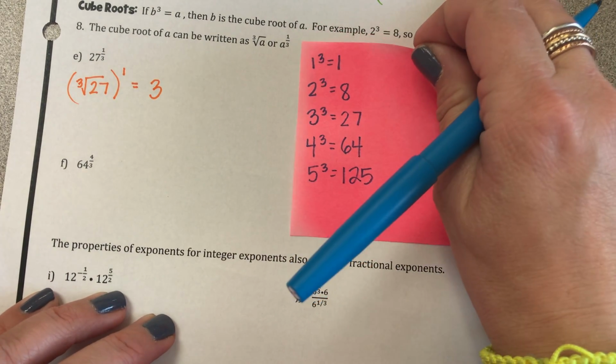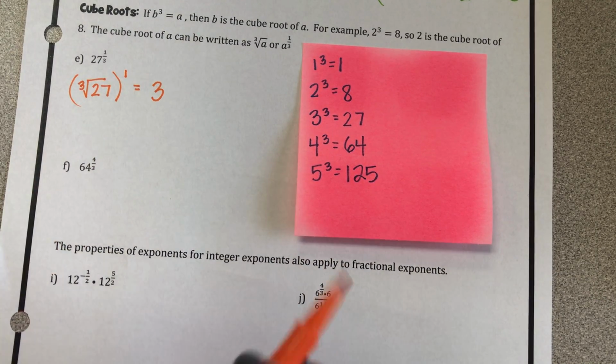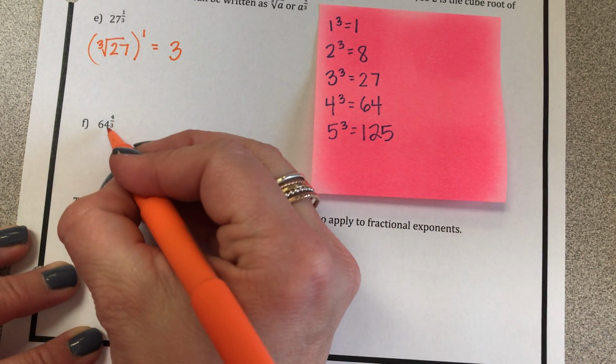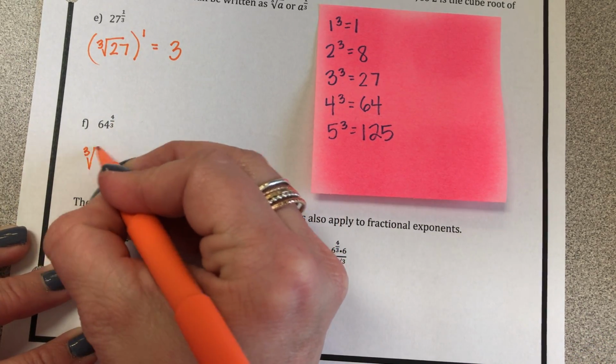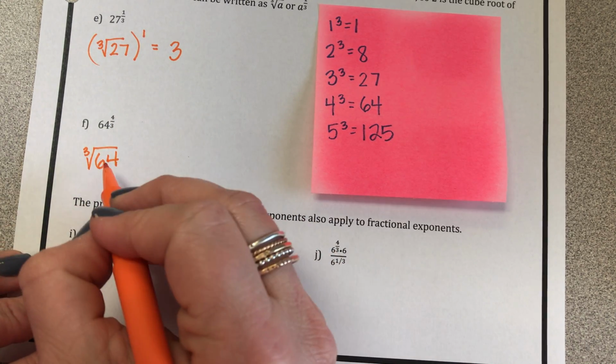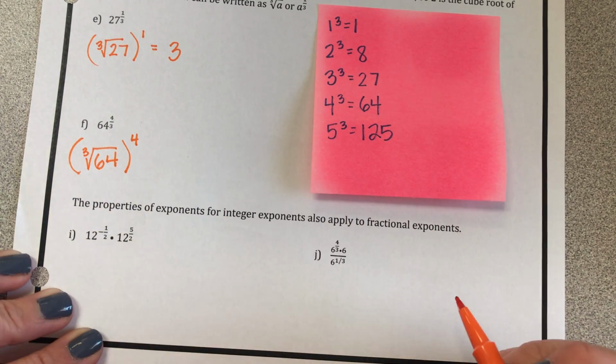So let's just keep this out, okay, and we'll see if it kind of comes in handy here. So let's look at this next one. Okay, on this next question, it's the cubed root of 64, right? Because that bottom 3 is telling us what root it is. It's the cubed root of 64 being raised to the 4th power.